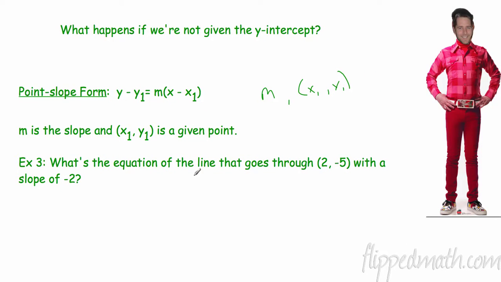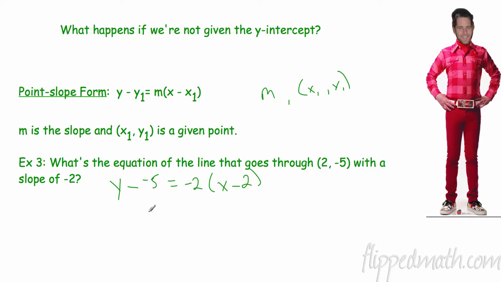So what's the equation of a line that goes through 2, -5 with a slope of -2? So y minus y1, our y coordinate here is -5, equals m, our slope here is -2, times x minus x1. The x coordinate of the point is 2. Alright, now, is that in slope-intercept form? Definitely not. I need to do some distribution. I need to get this to the other side.